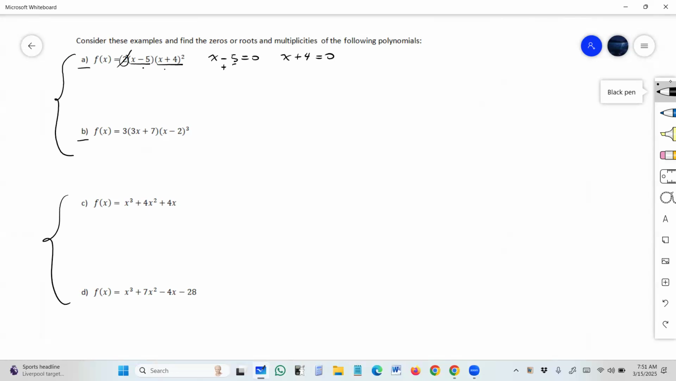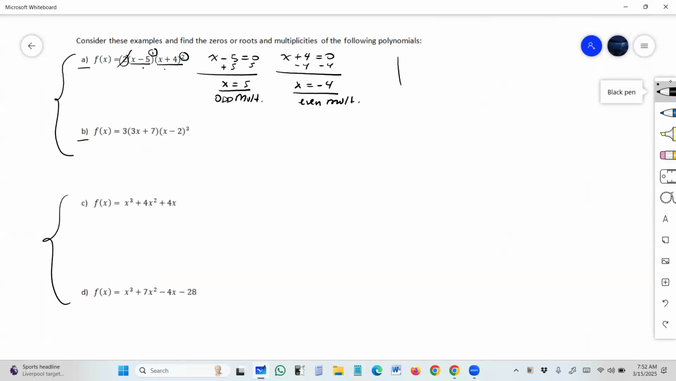Very easy, right? Add 5 to both sides, and we get that one of the roots, or one of the zeros, is 5, and minus 4 on both sides, and we get that the root here is minus 4. Now, again, the exponent on the x minus 5 factor is 1, so this is going to be an odd multiplicity. And the exponent on the x plus 4 factor is going to be 2, so this is an even multiplicity.